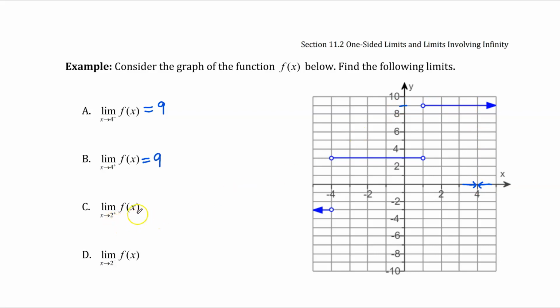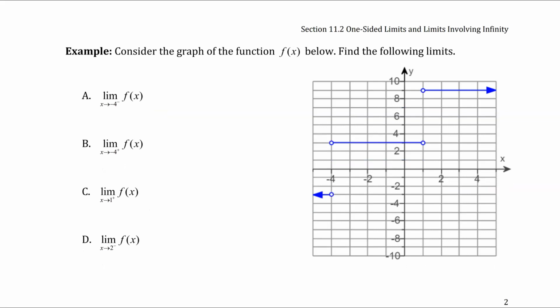Next, let us consider the limit of the function as x approaches 2 from the right. The positive sign here means from the right. Let's locate 2, and these are the x values at the right side of 2. So the x's are coming from the right side of 2. Then you look at the behavior of the function as x approaches 2 from the right. You see that the function values approach 9.